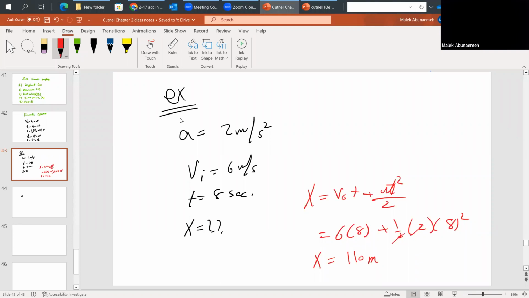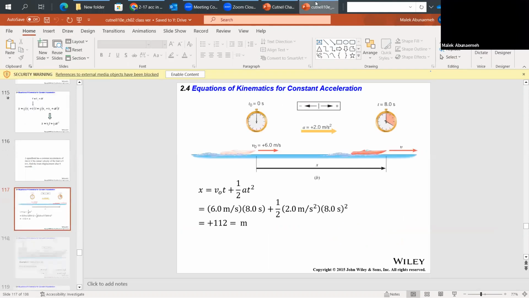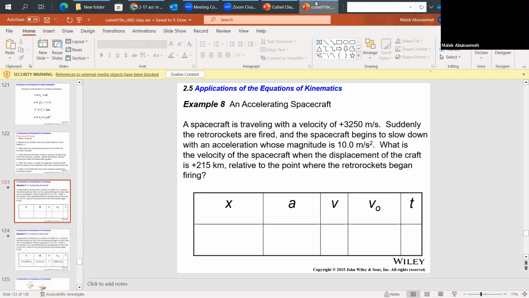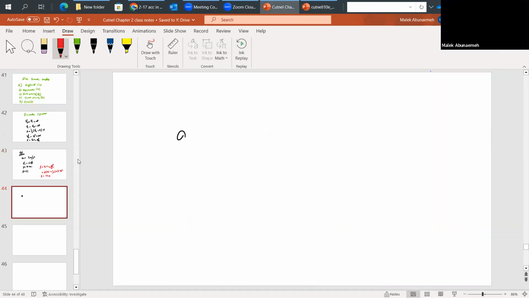All right, let's do another example. Let's do example 8. A spacecraft traveling at a velocity of 3250 meters per second.